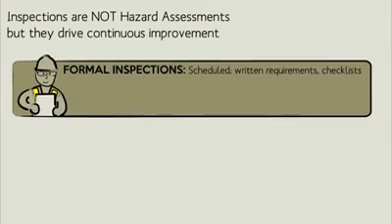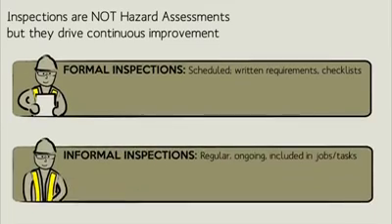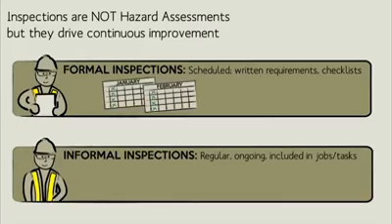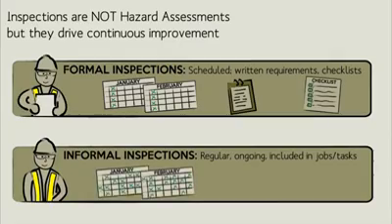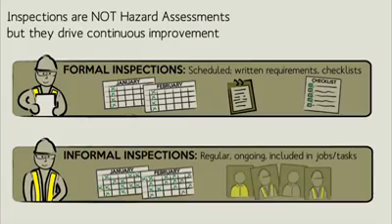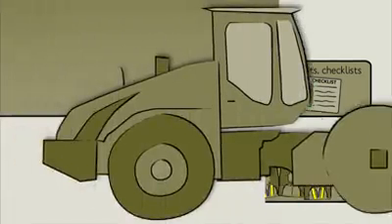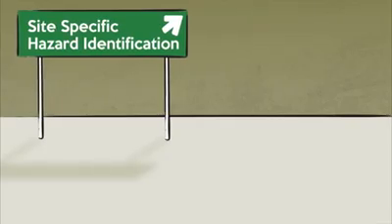Inspections come in both formal and informal varieties. Formal inspections are typically scheduled with written, itemized requirements and checklists. Informal inspections are regular and ongoing and may be included in job descriptions or built into tasks. So, we've looked at formal hazard assessments and inspections. What about site-specific hazard identification?